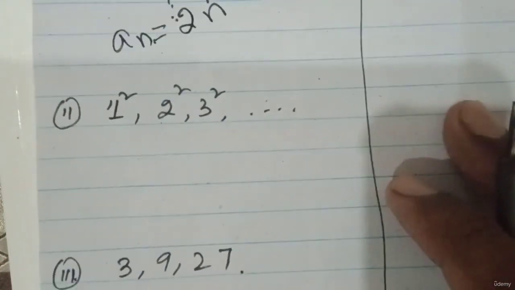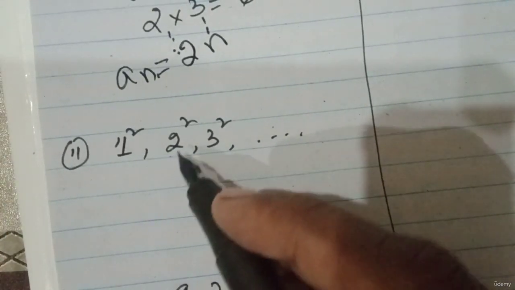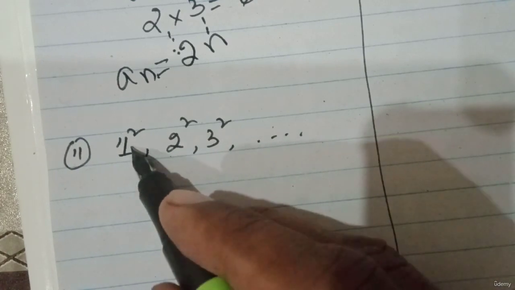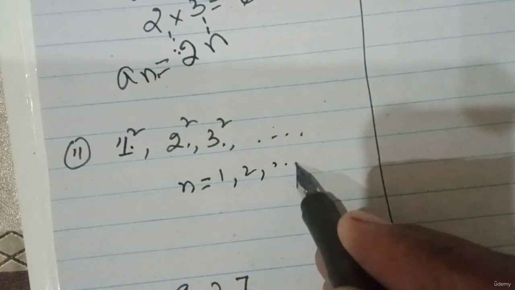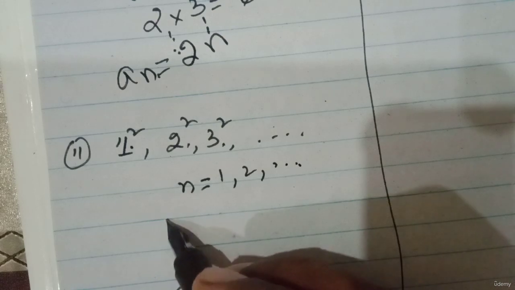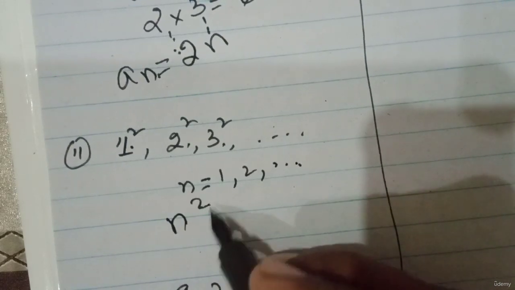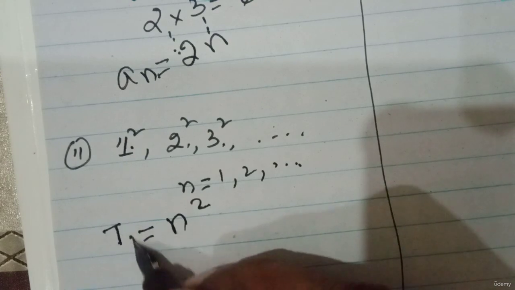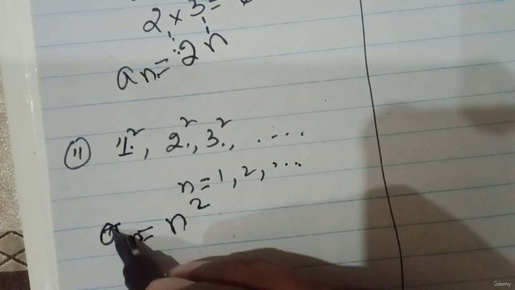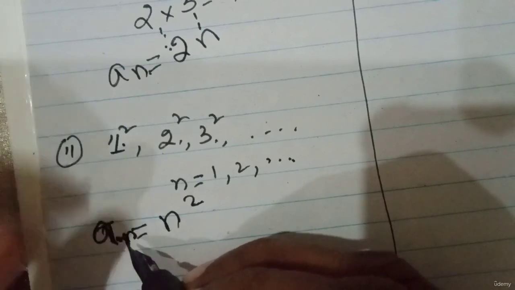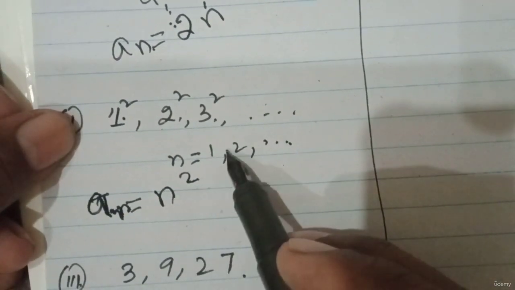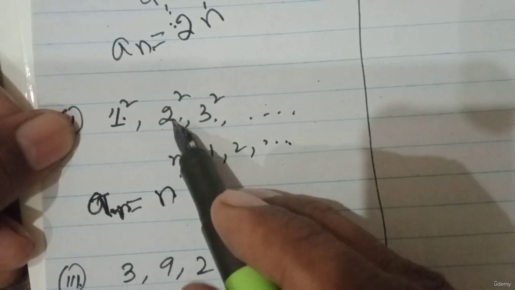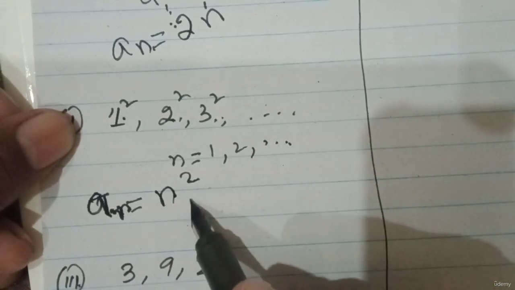Now let's see the next example. Here we have 1 square, 2 square, 3 square. Where does the change occur? It will be at the base. So n could be 1, 2, 3, the first term, second term, and so on. So I can write n square. This is its nth term. Now you can check it by putting in a_n. We also sometimes write e_n, but a_n is our symbol. Put 1, you will get 1. If you put 2, you will get 2 square, and 3 square, and so on. So our term is correct.